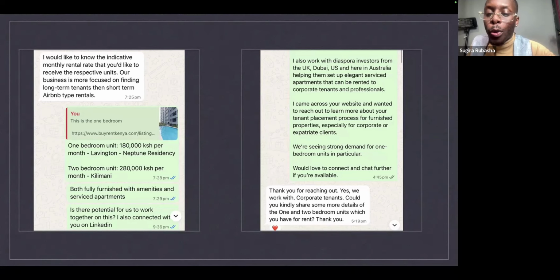Yes, we work with corporate tenants. Could you kindly share some more details of the one and two bedroom units which you have for rent? So, that's me looking for us and also for my mum, and now also for my clients, right? So he needs people like us because he owns the company. He has access to the corporate clients, because he's a European guy, and these corporate companies. So he's a real estate company. So there's a relocation agent.